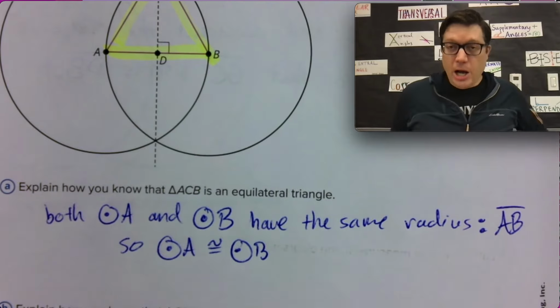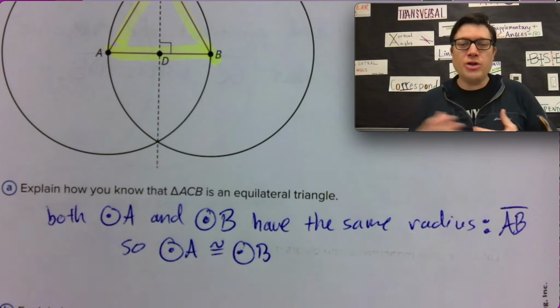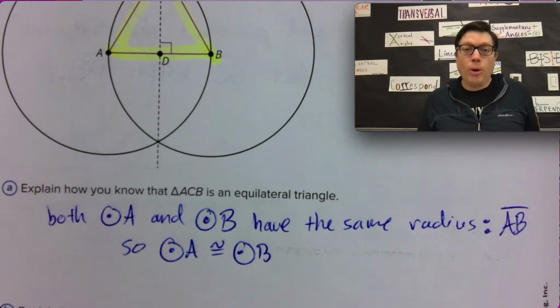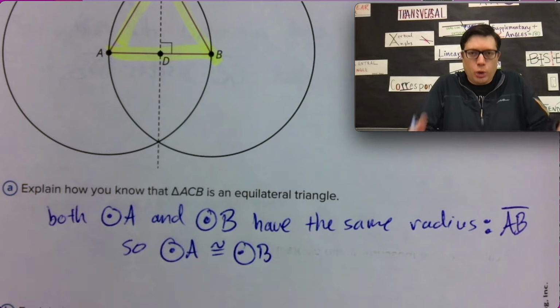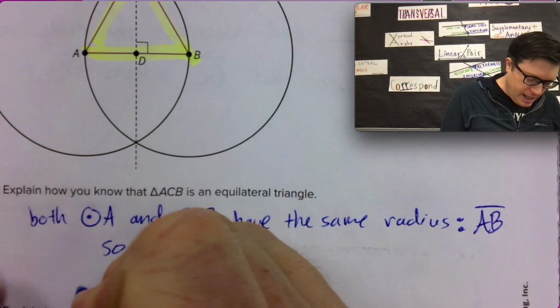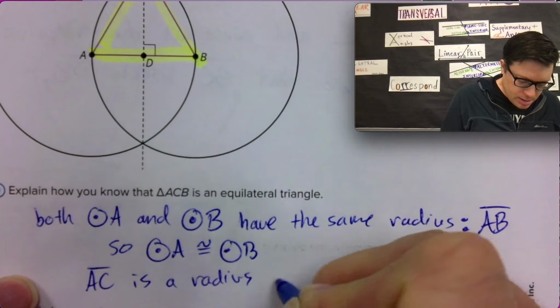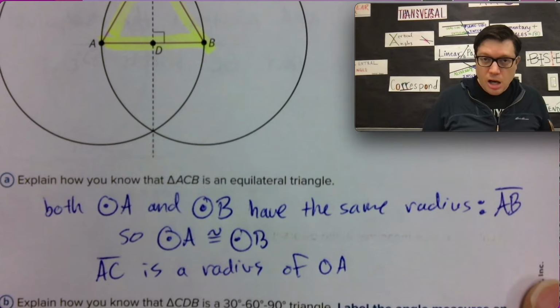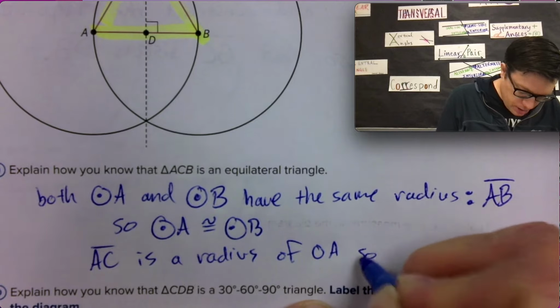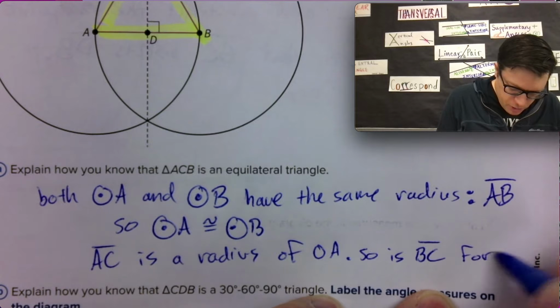Now, if they're congruent, right, circle A and circle B are the same, then any point on circle A will be like on the radius, right? So that means that AC is a radius of circle A, and BC is a radius of circle B. So is BC for circle B.